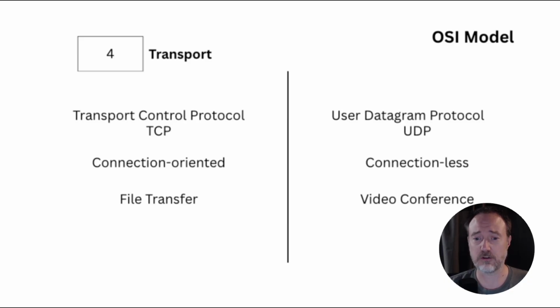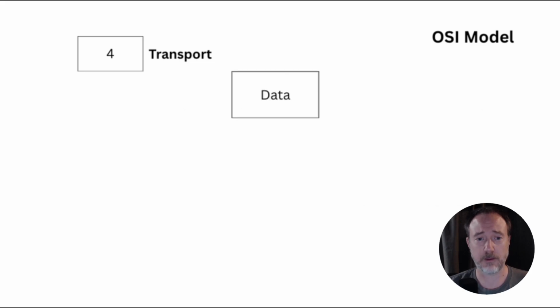So UDP is really good for those types of communications. Video conference is a good example of that.